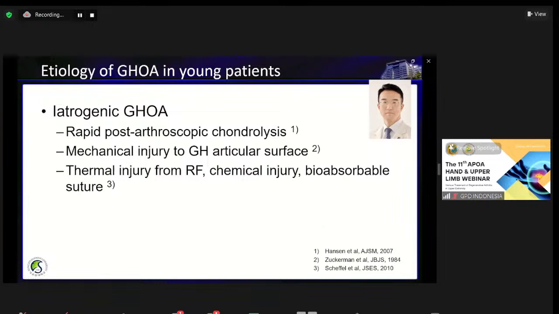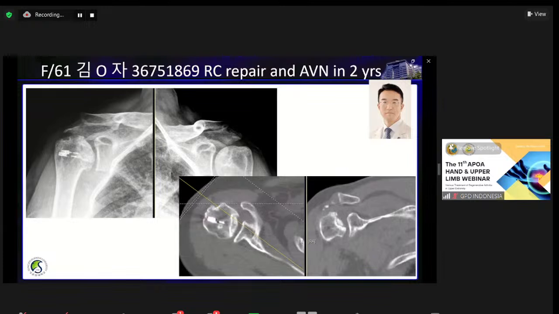Another iatrogenic arthritis would be post-surgical, especially after rotator cuff repair, with metal anchors at the glenohumeral articular surface, and other surgeries. This is a 61-year-old female who had an operation at a different hospital 2 years ago and developed rapid chondrolysis.